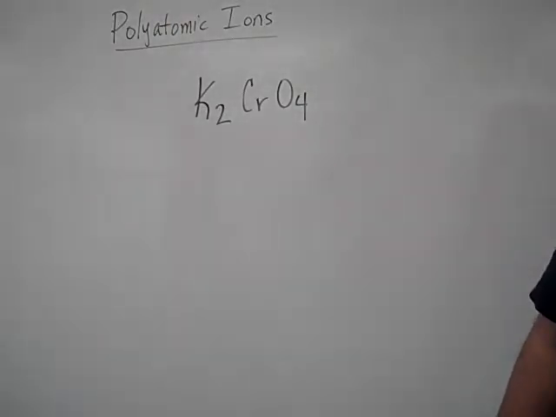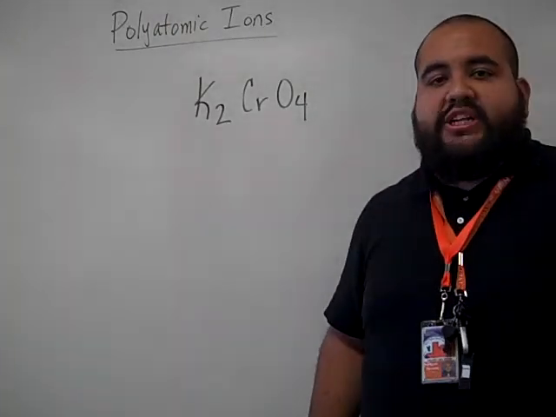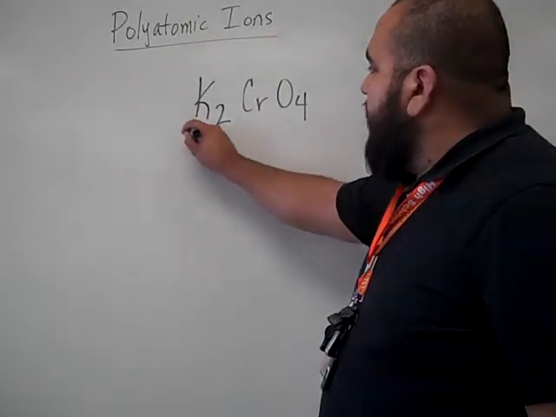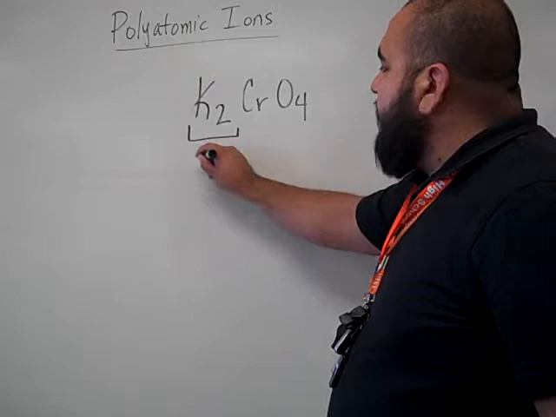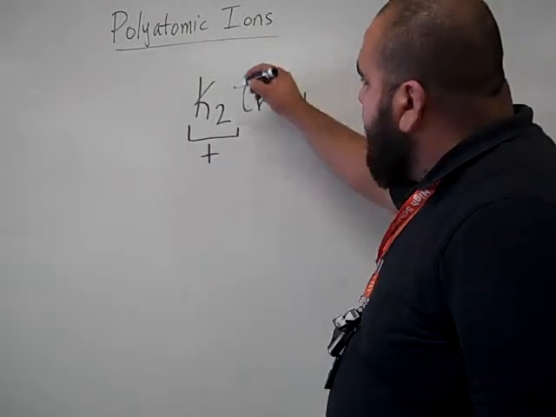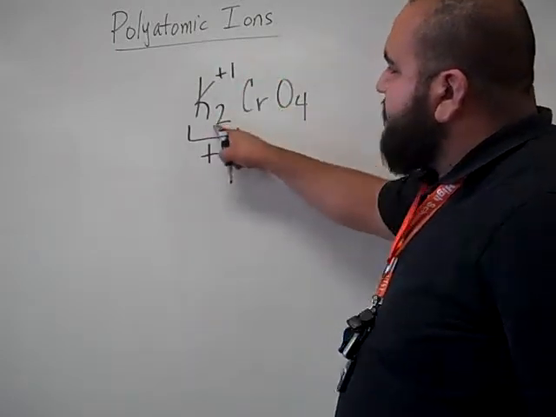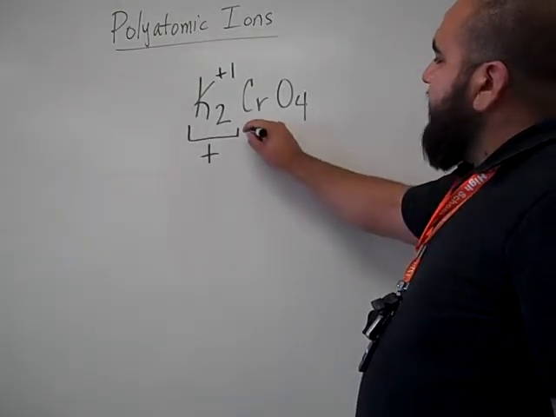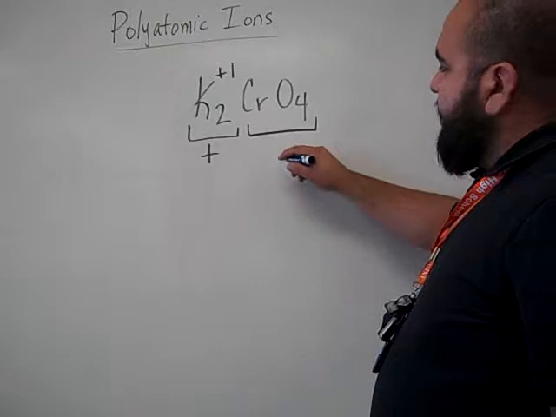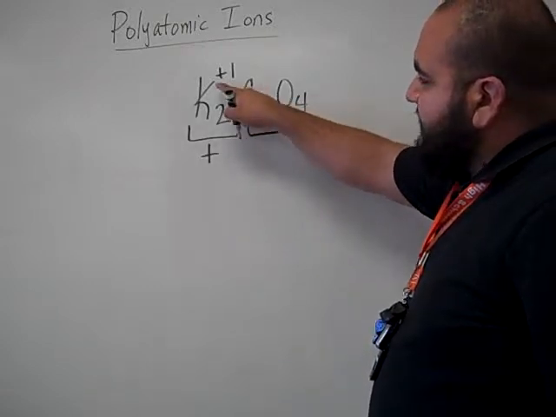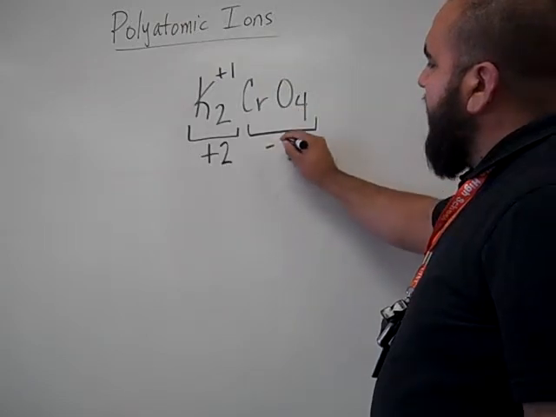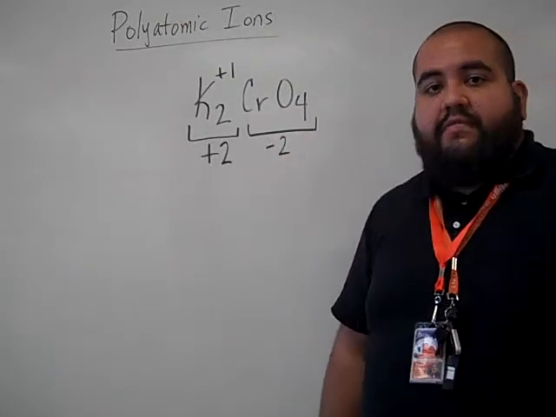So the first thing you've got to do is identify which one is the cation, okay? Here, potassium is our cation. It's the one that's positively charged. It has a positive 1 charge, and there's 2 of them. CrO4 is going to be our polyatomic ion, and because there's 2 times positive 1, an overall charge of positive 2, that means that this polyatomic ion has to have a charge of -2.